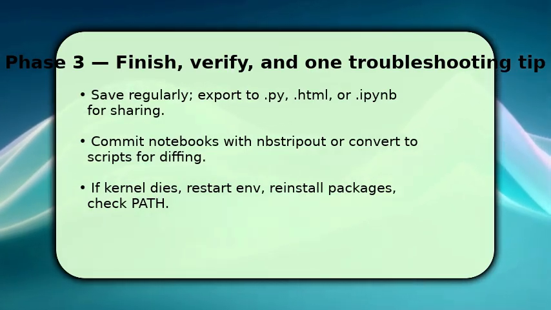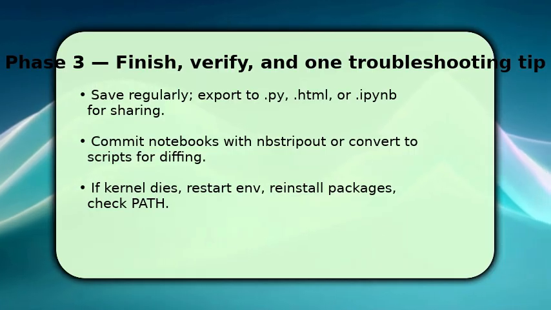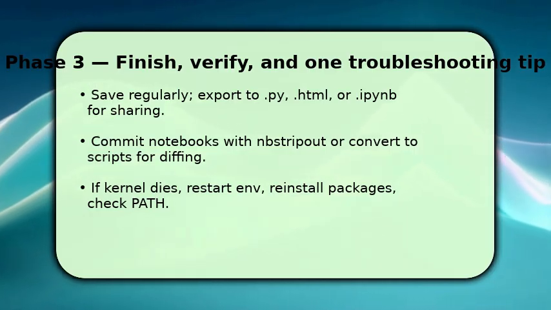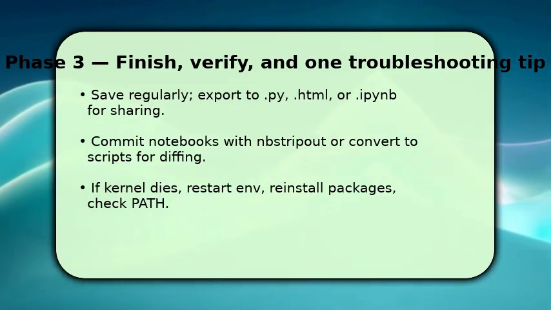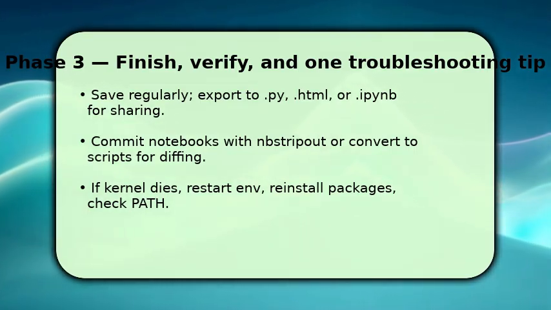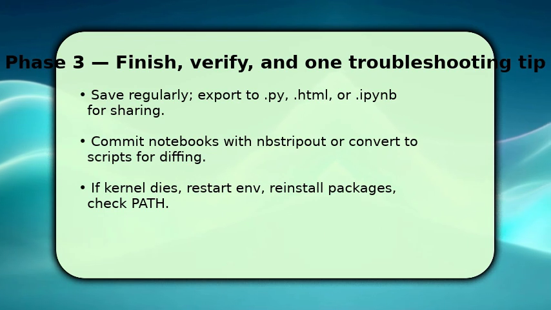For performance, avoid huge outputs and consider smaller checkpoints. If something goes wrong, like the kernel dying, restart VS Code, activate the env, reinstall the problematic package, and verify the path. This single troubleshooting step fixes most kernel-related failures.